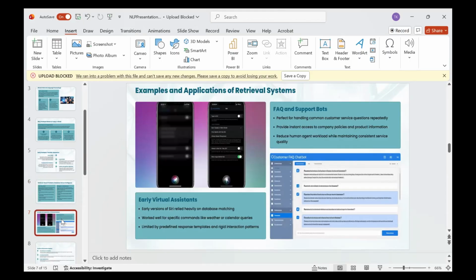Let's see some examples of retrieval-based systems. Early versions of Apple Siri were retrieval-based, performing well for specific tasks like setting reminders or checking the weather. But their interactions were rigid, limited to predefined responses. FAQ bots also became common in customer service, efficiently handling repetitive questions, providing consistent information, and reducing the workload of human agents. In short, retrieval-based systems excel in precision and dependability, but they always struggle with spontaneity and conversational depth.